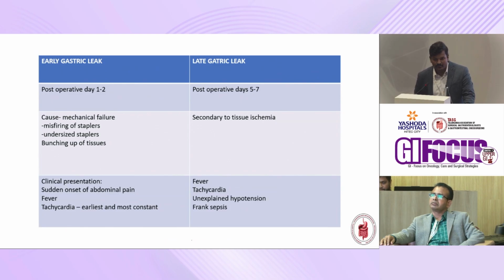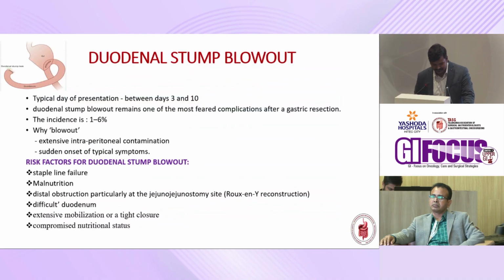Early leaks are most commonly due to technical failures, whether misfiring of staplers, undersizing, or bunching of the tissues when we are firing the staplers. Usually there will be sudden onset of abdominal pain with fever and tachycardia. And late gastric leaks are usual around postoperative day 5 to day 7, most commonly due to tissue ischemia.